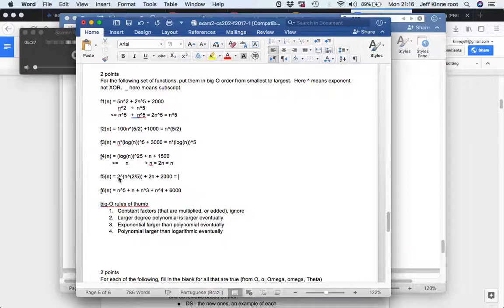Alright, here we have 2 raised to this power. That is an exponential. We have an n in the exponent. That is going to grow faster than any polynomial. That's our rule number 3. Exponential grows faster than a polynomial. So this is going to dominate the 2n, and that will end up being the most important term in our long-term running time for large n.